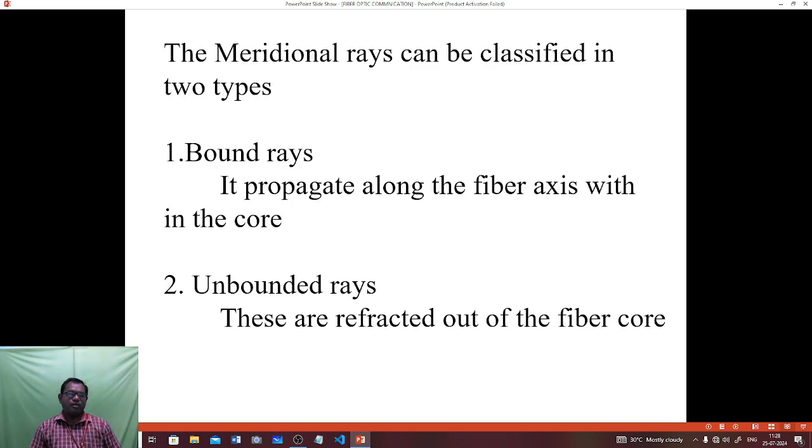The meridional ray can be classified, as we know already, into bounded rays and unbounded rays. Bounded rays propagate along the fiber axis within the core, and unbounded rays are refracted out of the fiber core.